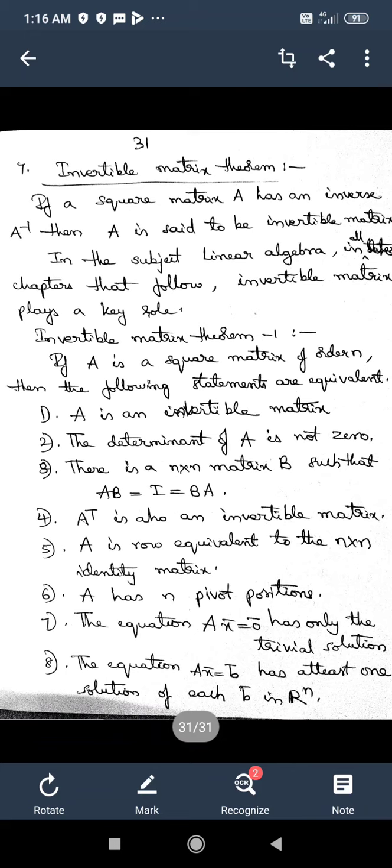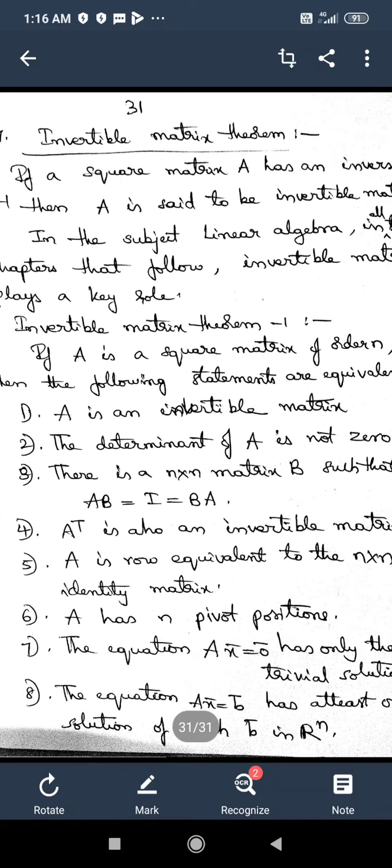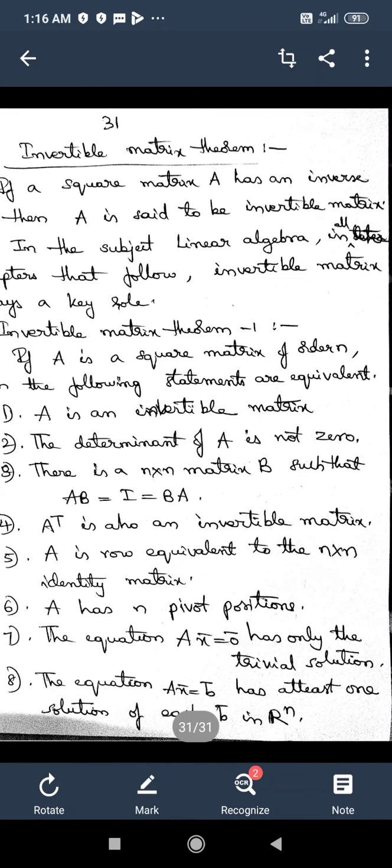The second statement: the determinant of A is not 0. So when the determinant of A is not 0, then we can say that A is an invertible matrix. And it is vice versa also. If A is an invertible matrix, then the determinant of A is not 0. In the same way, the other statements are equally equivalent to the first two. The third one states that there is an n by n matrix B such that AB is equal to I is equal to BA. This is the definition of inverse matrix we have seen already.